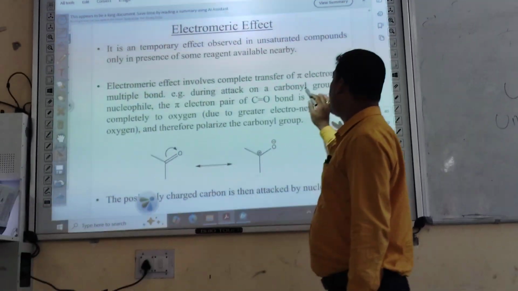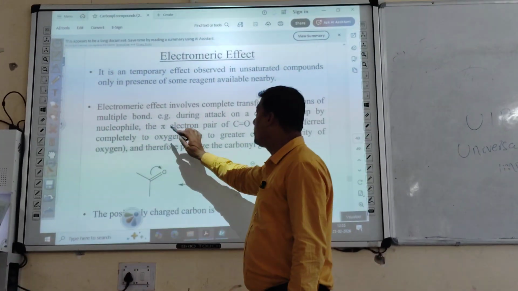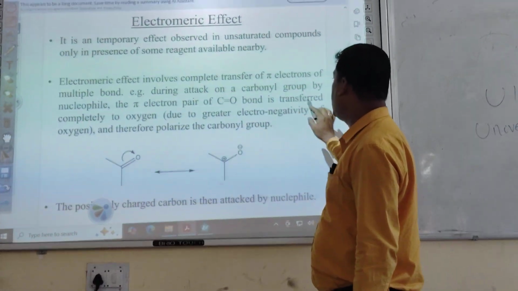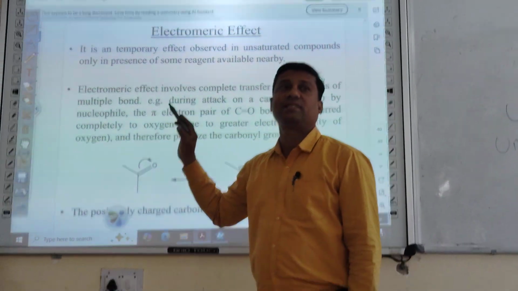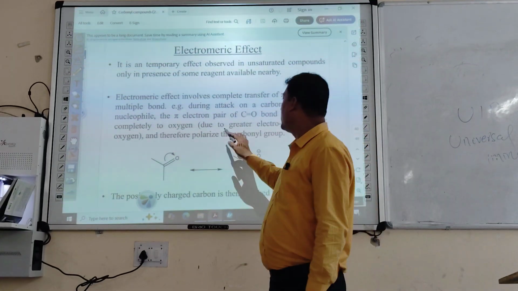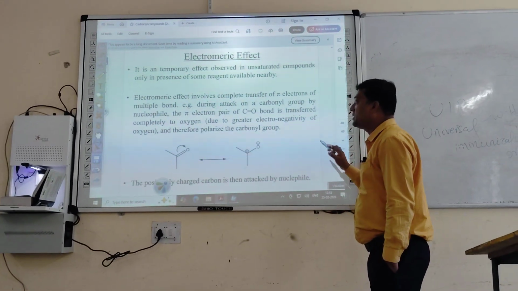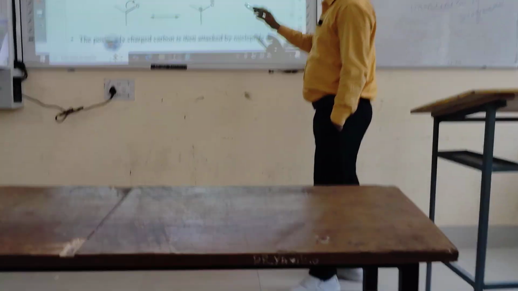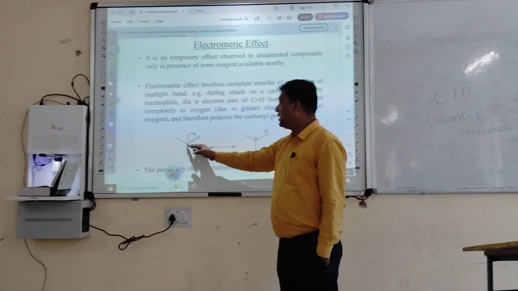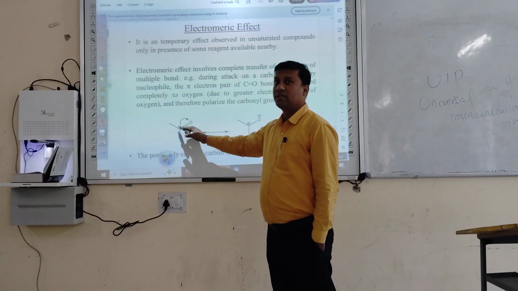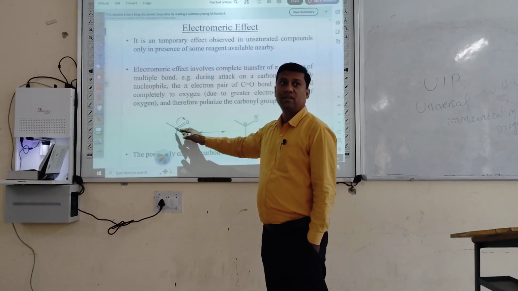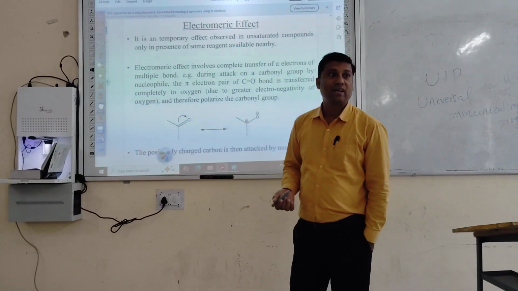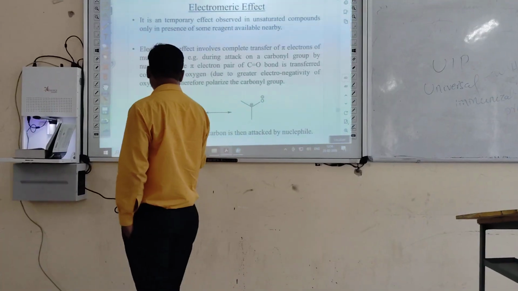During the attack on a carbonyl group by a nucleophile, the pi electron pair of the C double bond O bond is transferred completely to the oxygen, due to greater electronegativity of oxygen, and therefore polarizes the carbonyl group. This is the carbonyl group, C double bond O. This is the carbonyl carbon. This is the carbonyl oxygen.